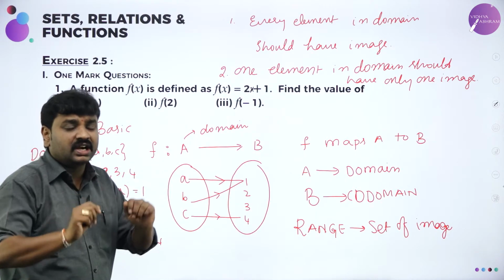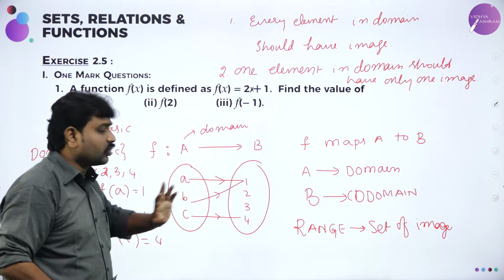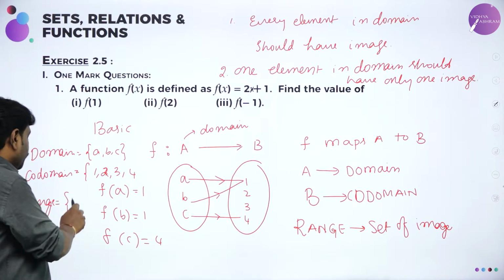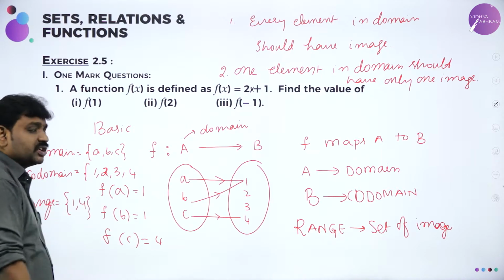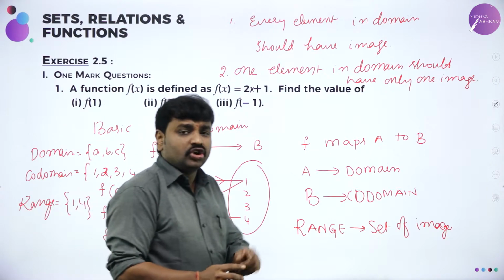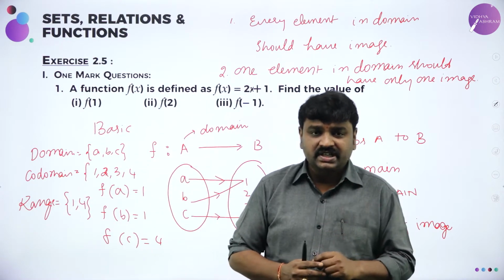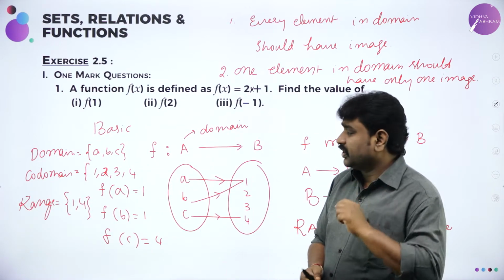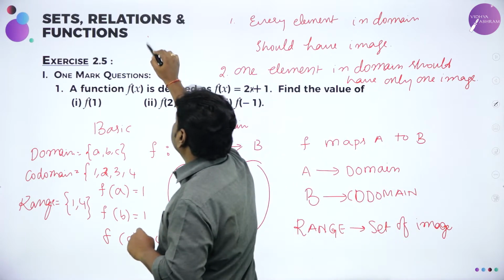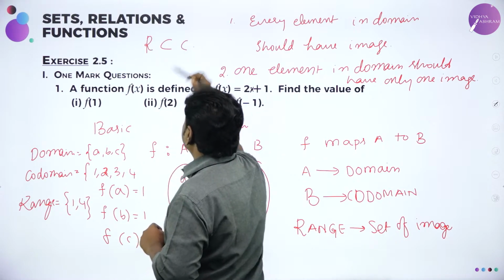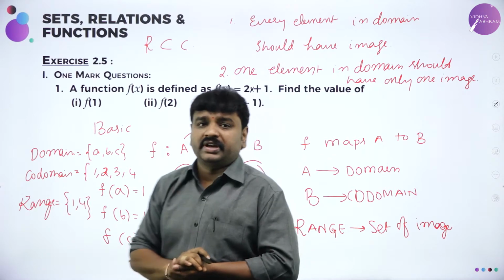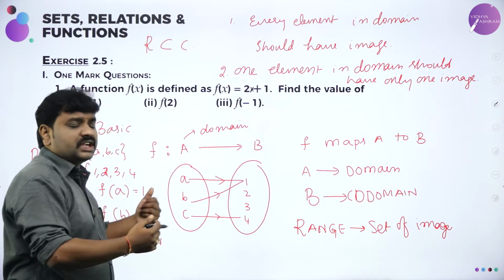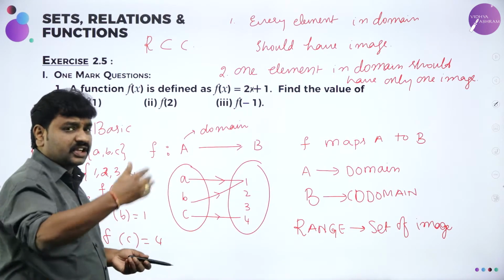All 4 elements are not acting as images. Only 1 and 4 are acting as images. So I'll put 1 and 4. Therefore, what is the conclusion? Range means set of images. What is range? Set of images. Domain is the first set, codomain is the second set, range is the set of images. Always range is a subset of codomain. Range is a subset of what? Codomain. Sometimes range and codomain may become equal. That is types of function.